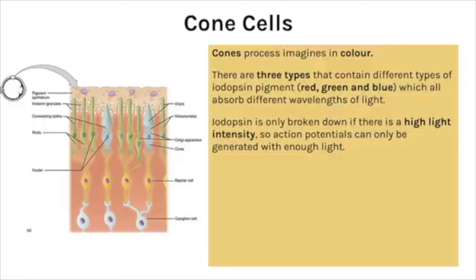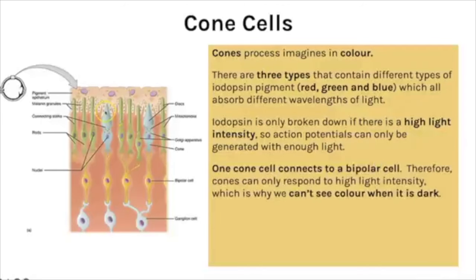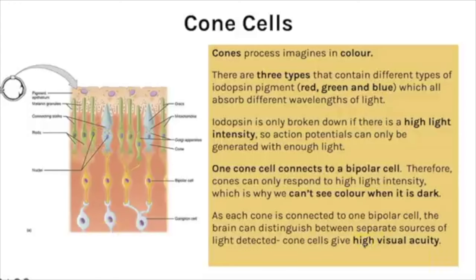So you can only see in colour if there is enough light present. And the reason for that is we only have one cone cell connecting to one sensory cell. And therefore there has to be a high enough light intensity to break down enough of the iodopsin pigment to be able to trigger an action potential. Now that gives the property of high visual acuity. So because only one cone cell is connected to one sensory neuron, that means the brain can distinguish where the separate source of light was detected, and therefore you have a lot more clarity and precision in your colour vision.